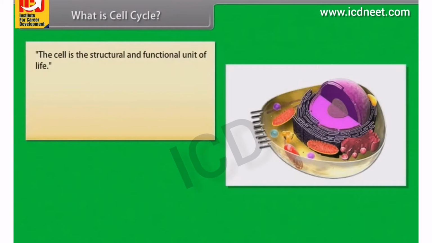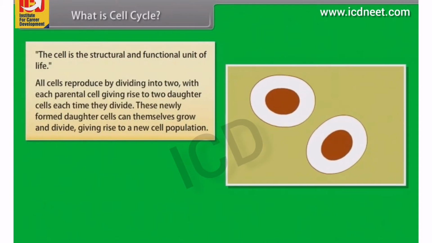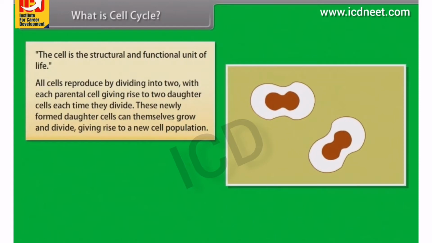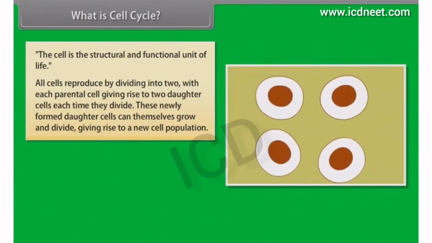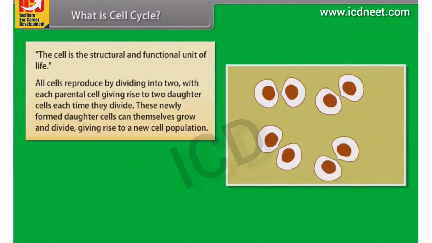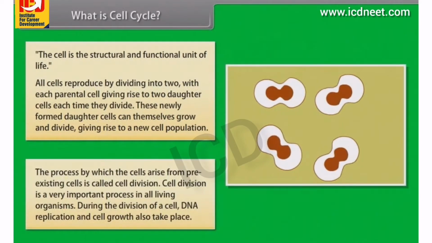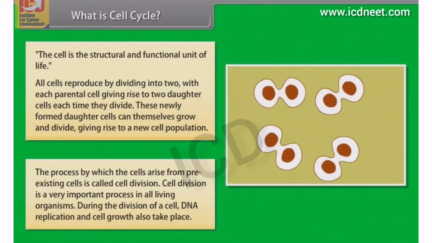What is cell cycle? The cell is the structural and functional unit of life. All cells are produced by dividing into two, with each parental cell giving rise to two daughter cells each time they divide. These newly formed daughter cells can themselves grow and divide, giving rise to a new cell population that is formed by the growth and division of a single parental cell and its progeny. The process by which the cells arise from pre-existing cells is called cell division.